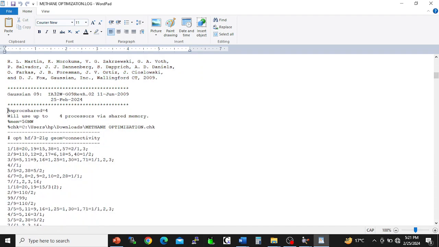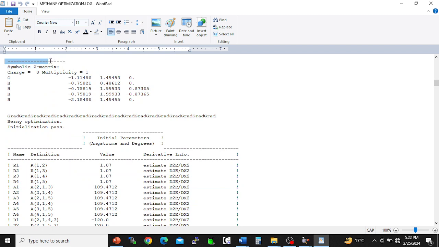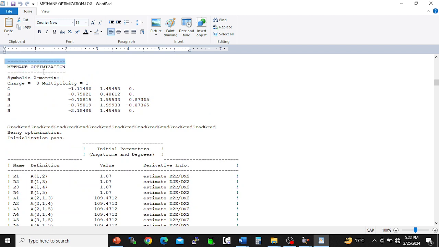Then down here, it gives all those commands that you gave. You gave the command of nproc shared, to use 4 processors in shared memory. 50 megawords memory should be used. %chk path. Then we have opt RHF/3-21G. This is the route line. And down here, it starts some numbers which are not really meaningful to you.